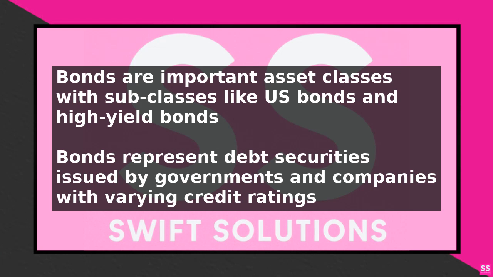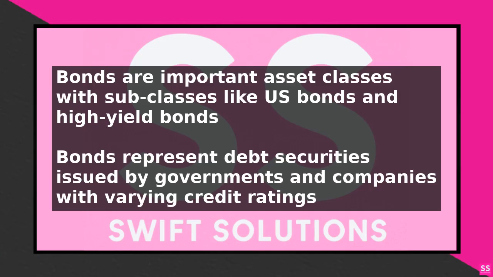Alternatives are a third asset class available on the Betterment platform. Alternatives include real estate and commodities and can provide a hedge against inflation and market volatility. Real estate investments can be made through real estate investment trusts or REITs, which allow individuals to invest in property without directly owning physical assets. Commodities such as gold and oil can provide a hedge against inflation and market volatility.